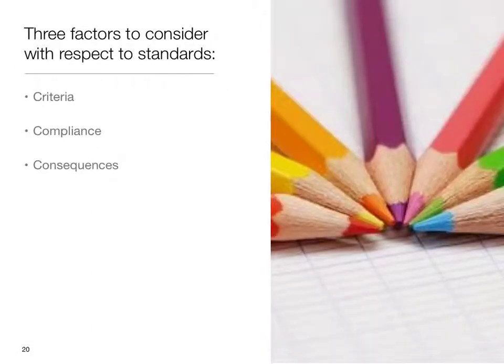The three factors to consider with respect to standards are listed below and are often referred to as the 3 C's. The first C is criteria. Criteria is what is expected. The next C is compliance. Compliance refers to who is subject to the standard and on what basis. The last C is consequences. Consequences are related to compliance or non-compliance of the standards and indicate what happens if you do or do not meet the standards.